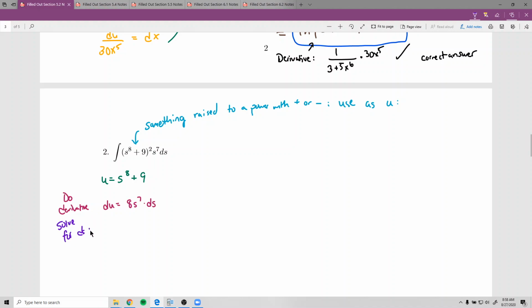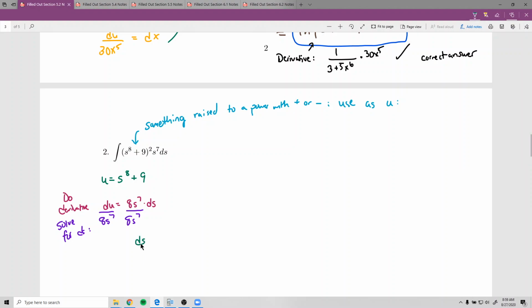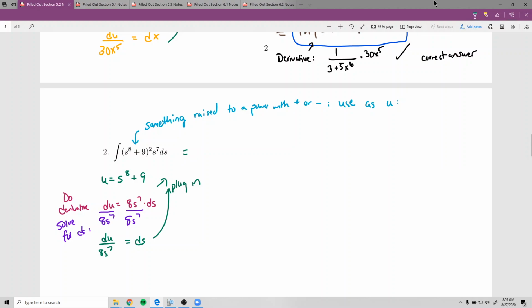All right, but now we're going to repeat the same steps. We're going to solve for ds because we only can have u's after we do substitution. We divide by the 8s to the 7th. And what we're going to plug in then for ds, we get du over 8s to the 7th. All right, so let's go ahead and plug that in.